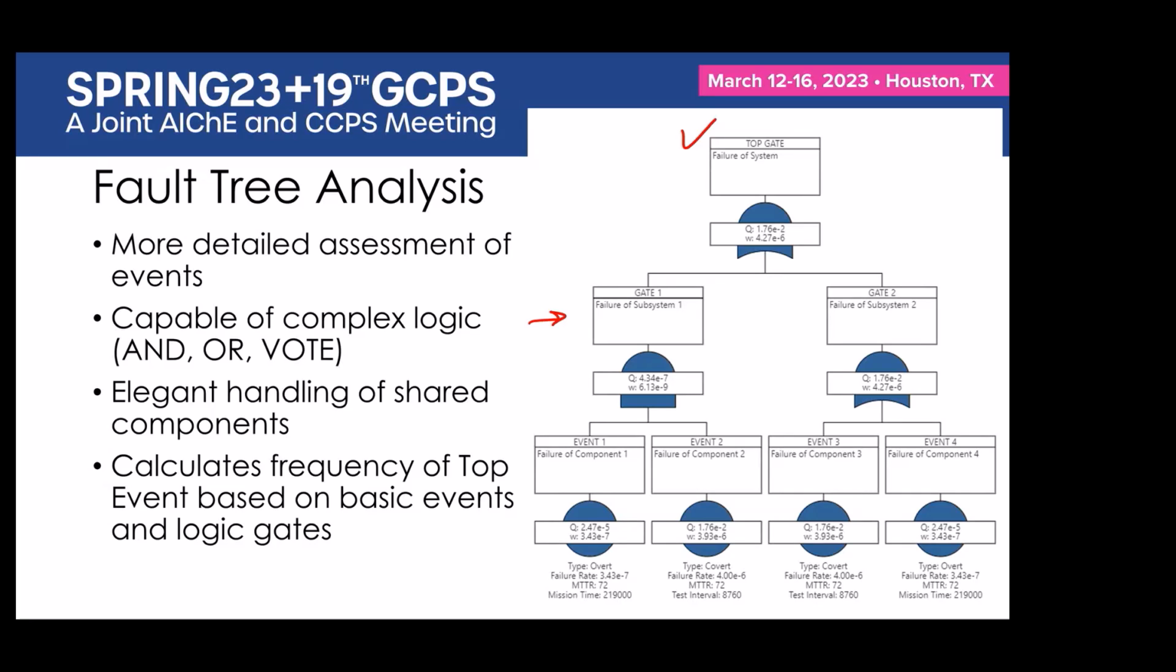It's going to allow for a more detailed assessment than LOPA can do, because you're capable of doing more complex logic. We can do AND gates, we can do OR gates, we can even do voting gates. Also, the key for our case study here is that fault tree analysis is going to allow for elegant handling of shared components because we solve things using something called minimal cut set analysis. More on that coming up. So that's what we're going to do with our fault trees.